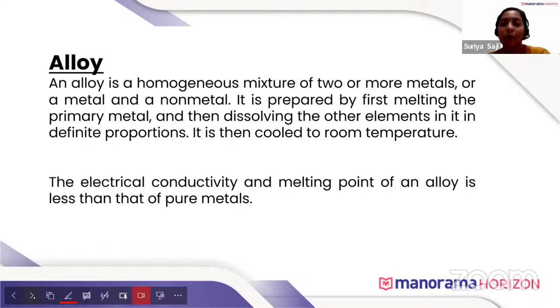It's prepared by first melting the primary metal. So there will be a primary metal, and then we will dissolve the other metals in it in definite proportion. There will be a definite proportion for dissolving as well. Then it is cooled at room temperature. Then we will get alloys. The electrical conductivity and the melting point of an alloy are less than those of pure metals. If we take a pure metal, it will have high electrical conductivity, and the melting point will also be high. For an alloy, it will be less.